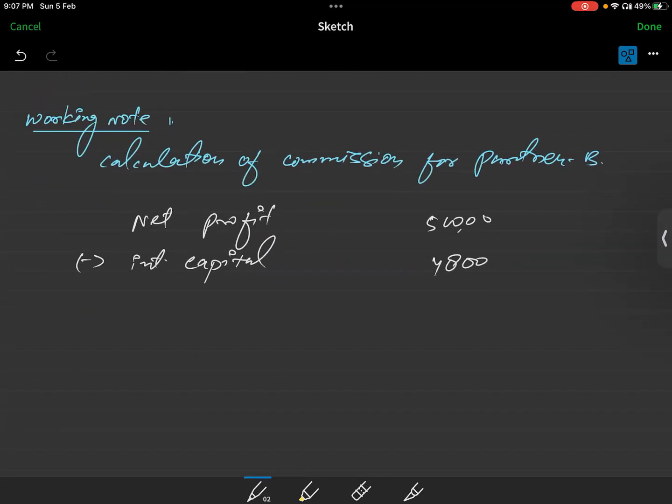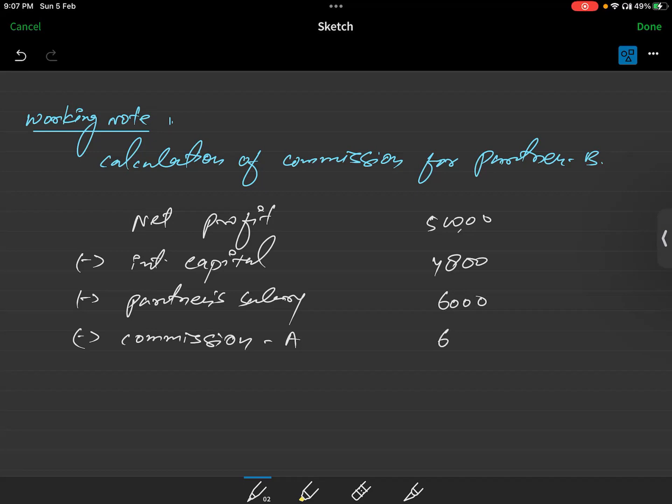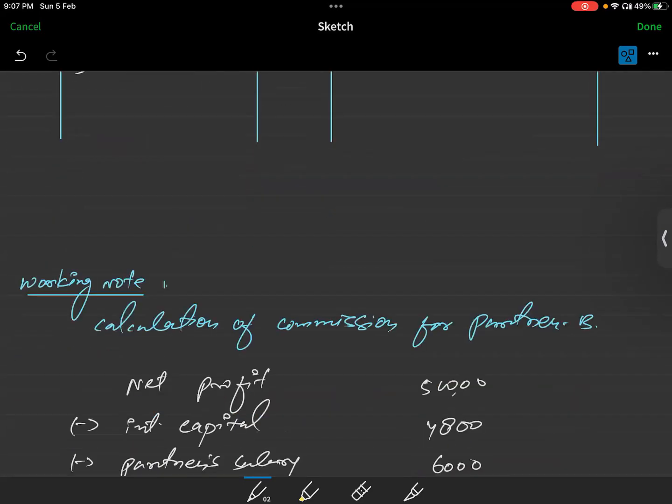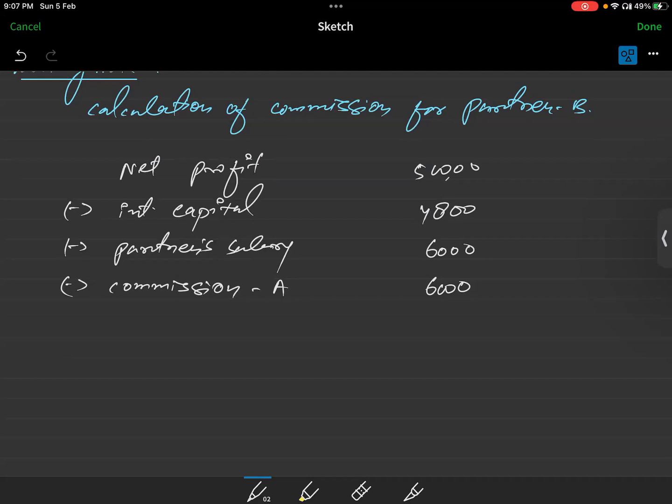Then apart from the interest on capital, we need to pay the partner's salary as well. We'll subtract that as well, partner's salary, 6,000 will be subtracted. And commission that we need to pay to A will be subtracted as well, which is also 6,000. After deducting it, profit after reducing all expenses will be 33,200.